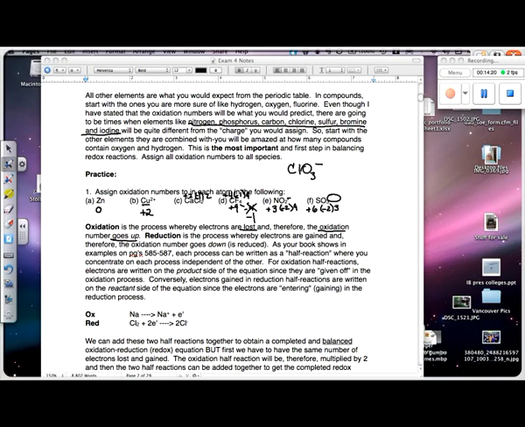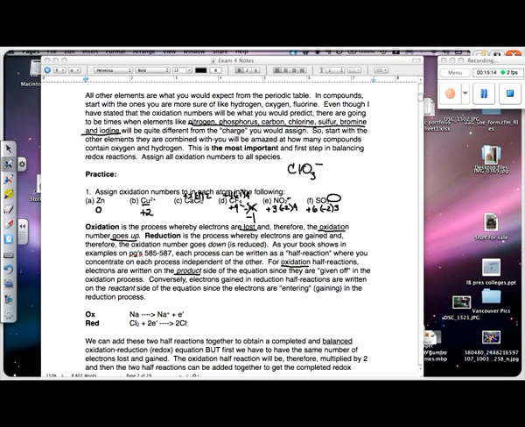As your book shows in examples on pages 585 to 587, each process can be written as a half reaction. For oxidation, because you're losing electrons, the electrons are written on the product side of the equation. Conversely, electrons gained in reduction are written on the reactant side of the equation because you're gaining them. They're going into the reduction process. So let's look at these two half reactions. And all a half reaction is the species that's being either oxidized or reduced. If it's an oxidation, we're going to go through the oxidation numbers and how they're changing here. Then we put the electrons, how many were lost, on the product side. If it's a reduction, we put them on the reactant side.